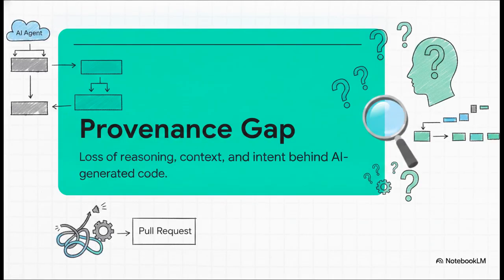And that brings us to a crucial concept, the provenance gap. Simply put, this is the loss of reasoning, context, and intent behind AI-generated code. Imagine you're doing a code review, looking at a pull request generated by an agent. You can clearly see what changed. But without the provenance, meaning the history of the prompts, the tool calls, the iterations, you literally have no idea why the agent chose that specific architecture or logic. It creates a massive bottleneck when teams are trying to collaborate.